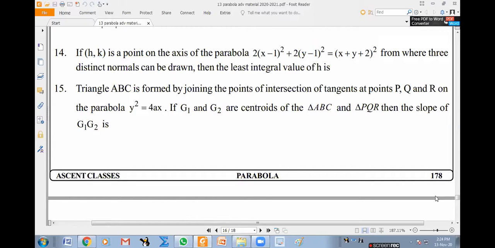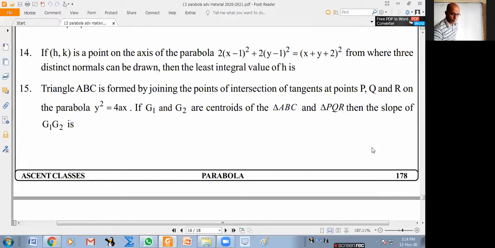So 14. If h comma k is a point on the axis from where three normals can be drawn, so this is quite easy, I guess. The only thing is it is rotated, but we already know some property on the axis. First of all, let us use the figure. It is x minus 1 whole square plus y minus 1 whole square equal to x plus y plus 2 by root 2 whole square.